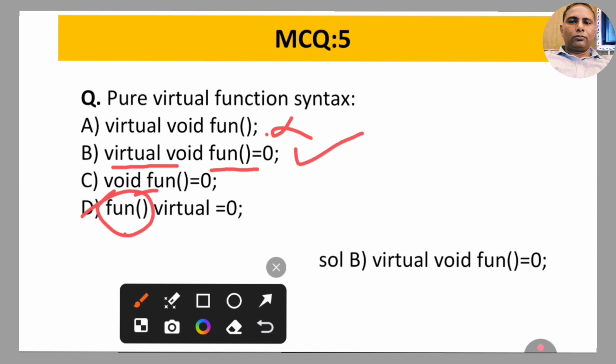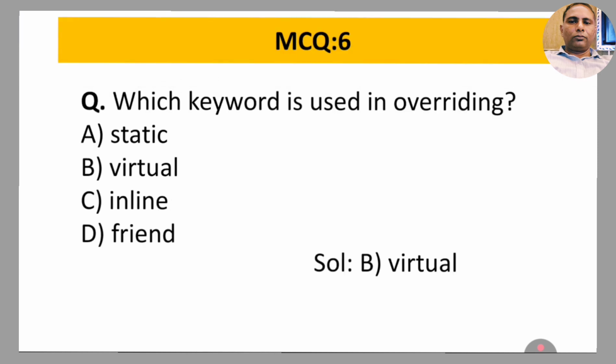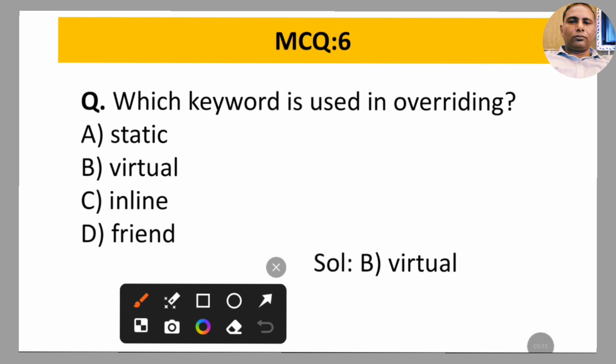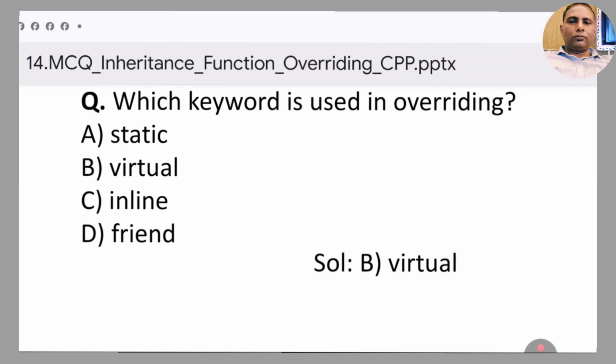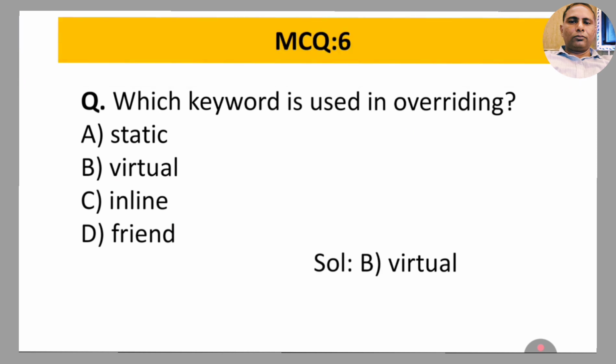Now, MCQ 6: which keyword is used in overriding? When we make the base class function, we should write the virtual keyword so that it can be resolved during runtime. So we use the virtual keyword in case of overriding. We don't use the static word or inline word, and friend is used in the friend class. So option B should be the correct answer for this MCQ.